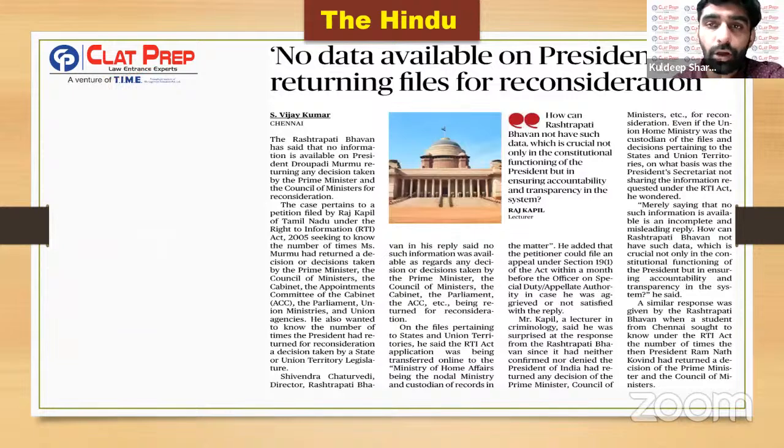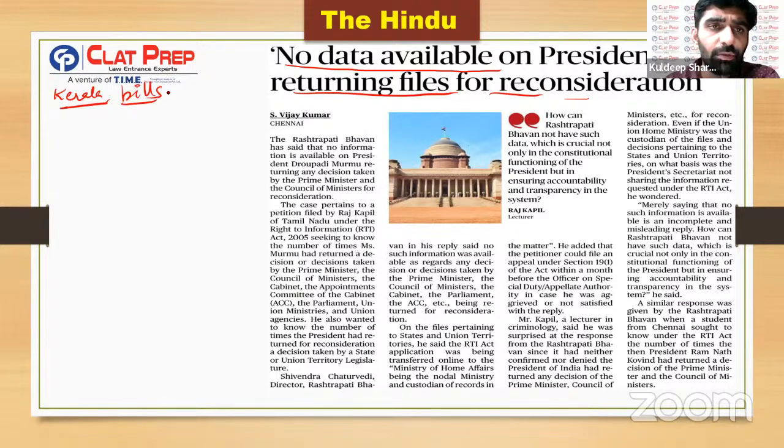Moving on, next is another important polity-related news. It has been reported that someone has filed an RTI to the President's house, and they have replied that no data is available on the President returning files for reconsideration. Let's try to set the context. Recently, there were certain bills passed by the Kerala Legislative Assembly, and they were with the governor.